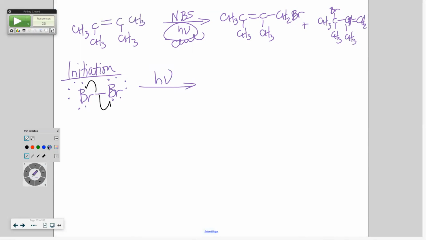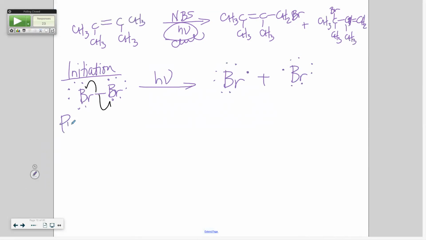Okay, so now what did I make? I made a bromine free radical, and I made another bromine free radical. Could you write 2 in front of it? Yeah, you could. I just didn't. All right, so now we got our free radical formed. We're going to start the process. What is that called? Propagation.